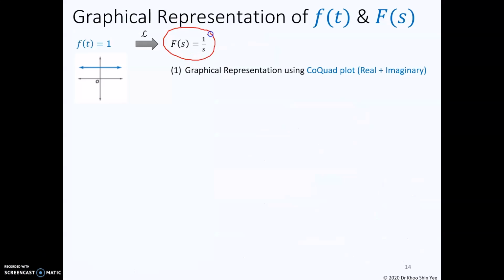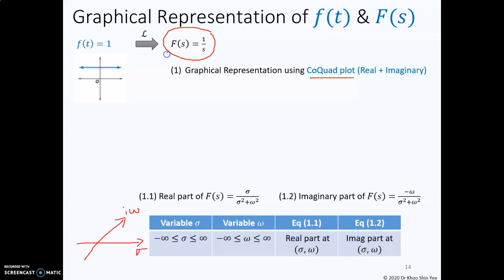So we can present F(s) equal to 1 over s by using many methods. The first method is called the co-quad plot, which consists of the real part and imaginary part. This is the real part and imaginary part for F(s) equal to 1 over s. From here, you have the variables sigma and omega. You should substitute your sigma from negative infinity to infinity into this equation, as well as substitute the variable omega from negative infinity to infinity to form the real part.